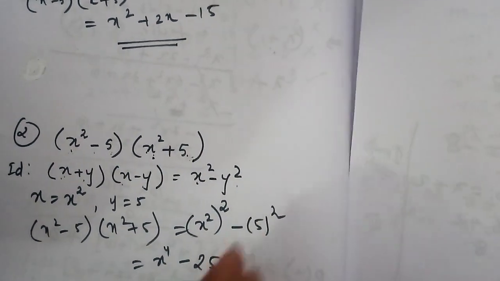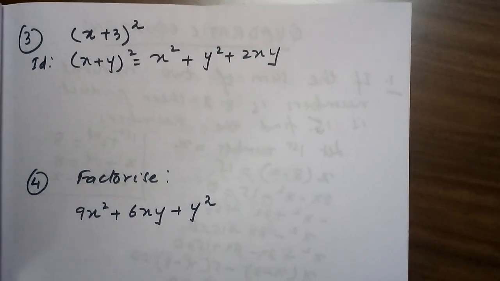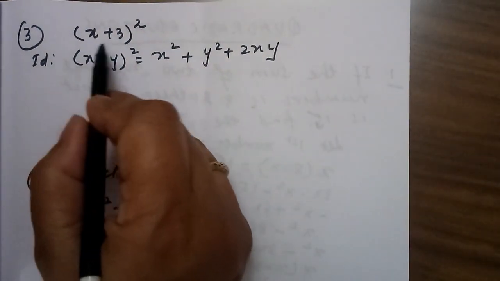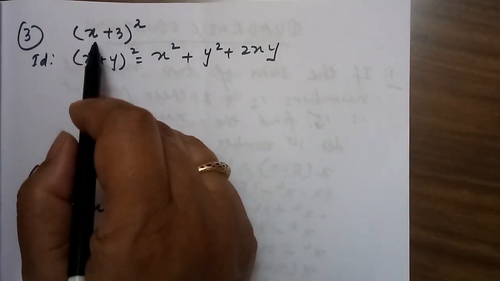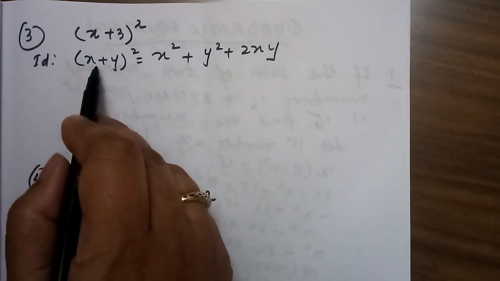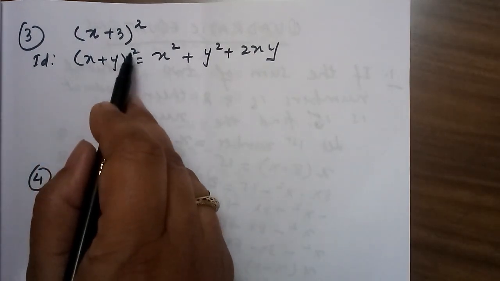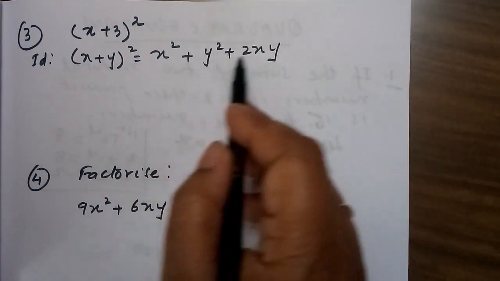Coming down to my third question on this, now I have again another question over here. It is x plus 3 whole square. So obviously you're going to apply the identity of whole square over here. So here I'm going to apply x plus y whole square. The identity says when you open the bracket, you get x square plus y square plus 2xy.